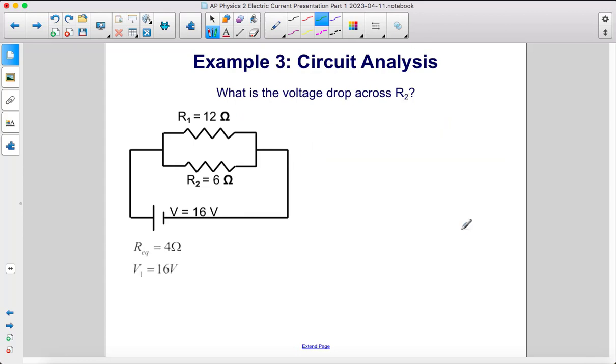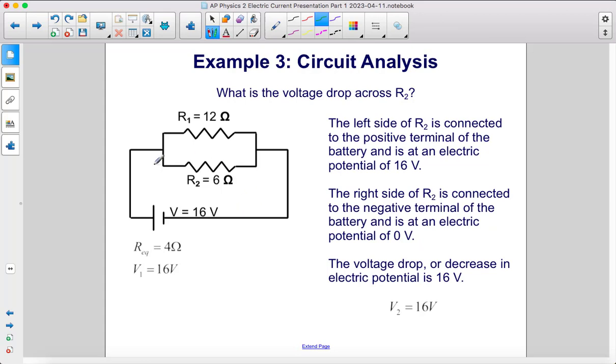What is the voltage drop across R2? Just like before, the left side of the resistor is attached to the positive end of the terminal and is at a voltage of 16 volts. The right side is connected to the negative terminal and is at a voltage of 0 volts. Therefore, the voltage drop across R2 is also 16 volts.